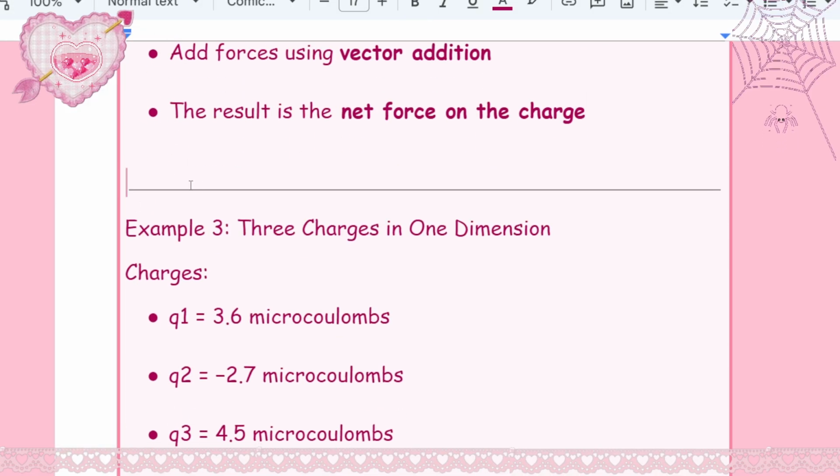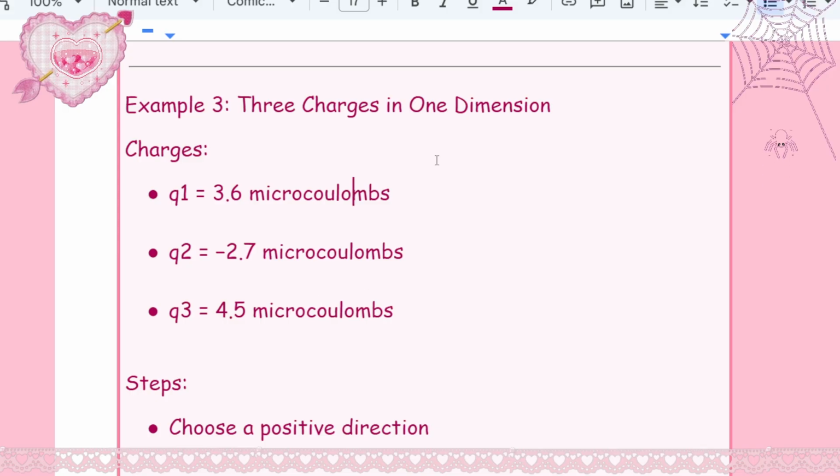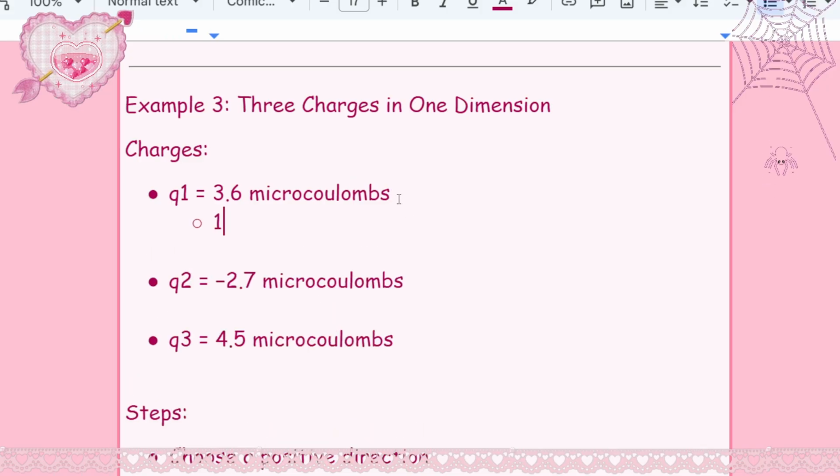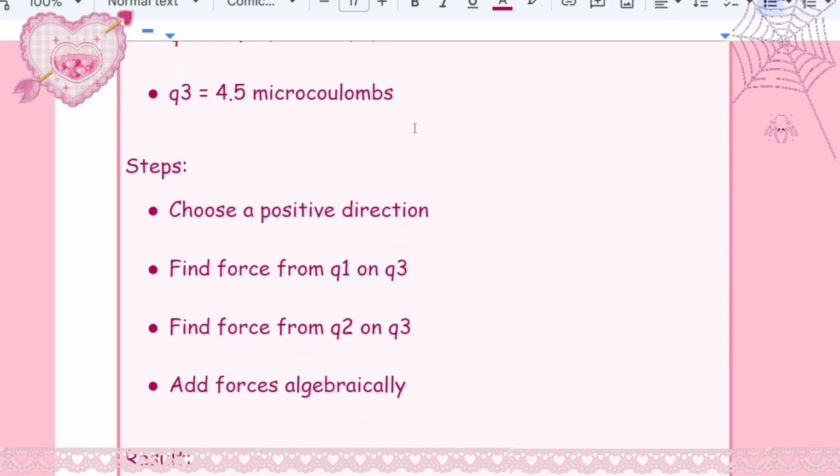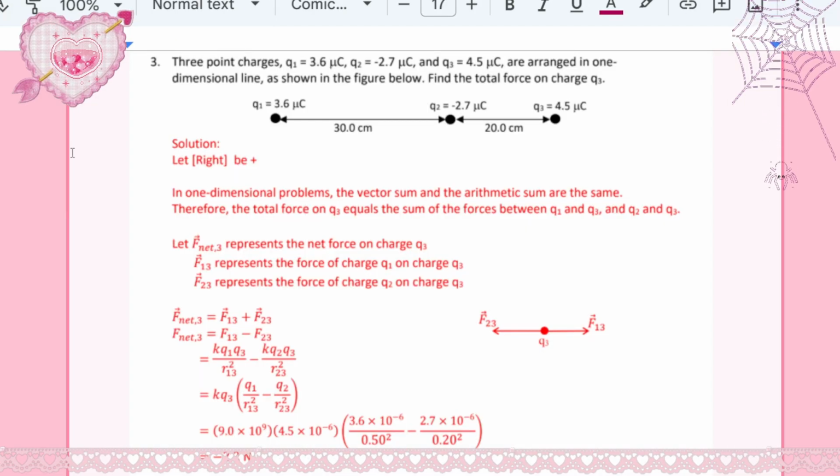Now, we're going to look at example 3, three charges in one dimension. We have these charges, 3.6 microcoulombs, this and that. Microcoulombs, remember, is 10 to the power of -6, so we have 3.6 times 10 to the -6 coulombs, and so on. Notice that we have three point charges, Q1, Q2, Q3, and we are going to go through the solution together.